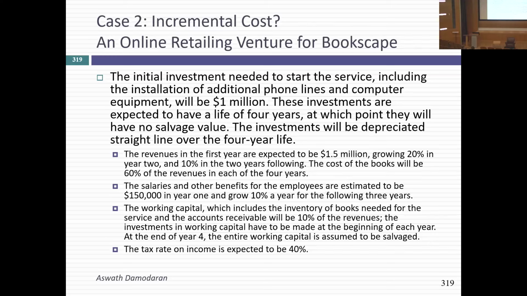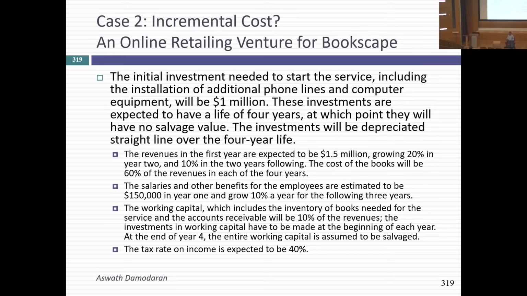And over those 4 years, here's what you will see. You're going to see the revenues from the online retailing be $1.5 million, growing 20% a year in year two and 10% after that. You are going to have to pay employees to staff this online retailing: $150,000 for year one, growing at 10% a year for the next 3 years. And finally, the working capital here is going to be about 10% of revenue. So basically, I can compute the cash flows from this online retail.